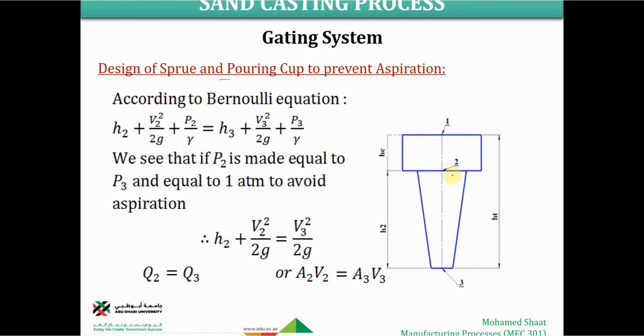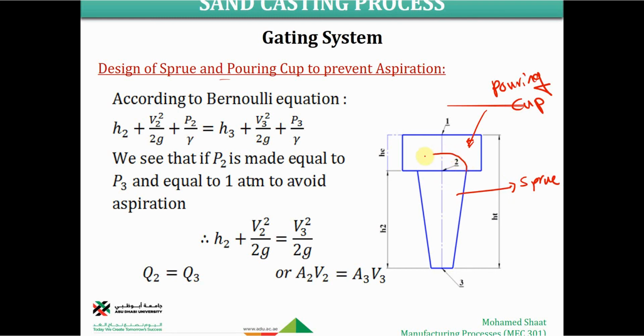Or in other words, we are interested in finding the relation between the bottom area of the down sprue and the top area of the down sprue. Keep in mind that this is the gating system. This is the pouring cup, and this is the down sprue. As we discussed before, the sprue is tapered.